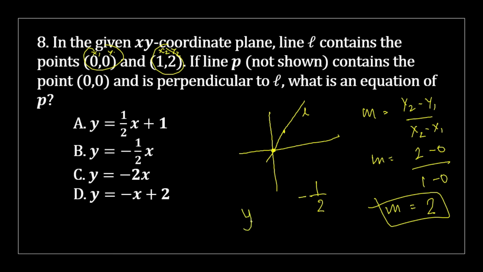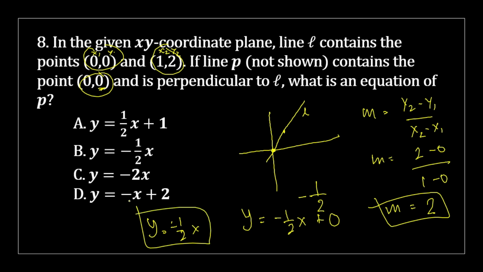So we can say that y is equal to negative 1 half x plus b, the y-intercept. Now we know that line P contains point (0, 0). So if x is 0, y is 0. So therefore, our b here is 0. So we have the equation y equals negative 1 half x. So this will be our equation, and that is letter B.